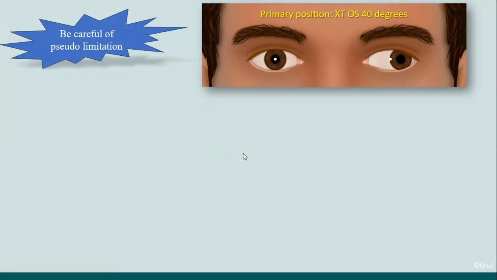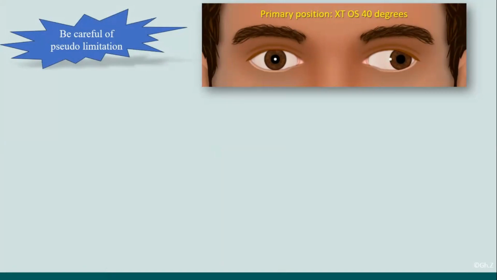Why did I say 40? This is a rough estimate, because in Hirschberg testing, if you imagine this patient is looking at the pen torch, we have the corneal reflex decentered nasally. When the corneal reflection is decentered nasally, this means exotropia. The Hirschberg test can give a rough estimate of the angle of strabismus as well. If the reflection is at the limbus, it's usually about 40 to 45 degrees.